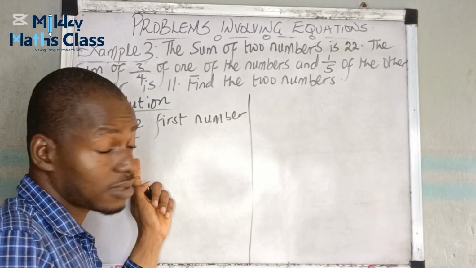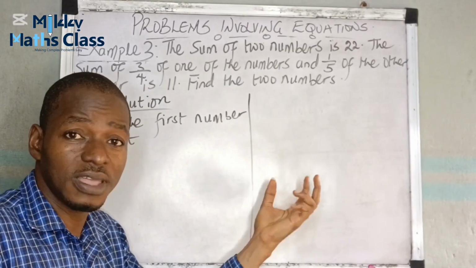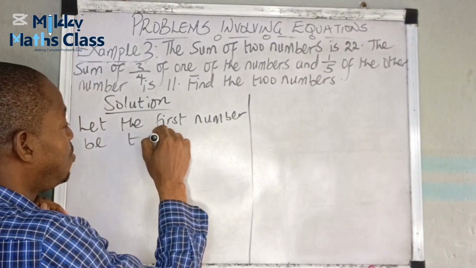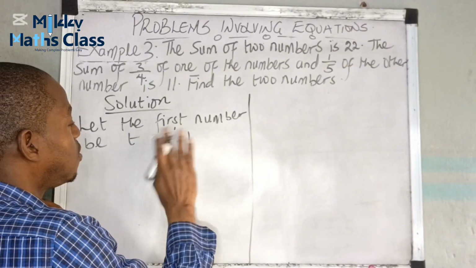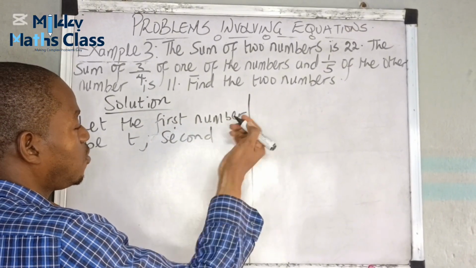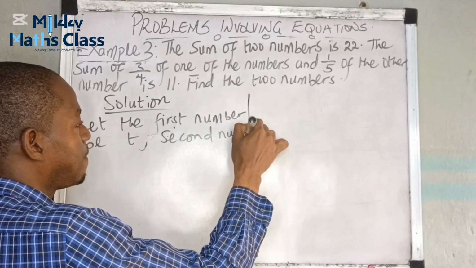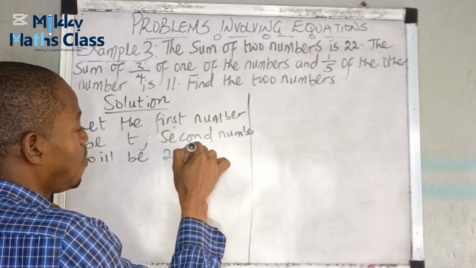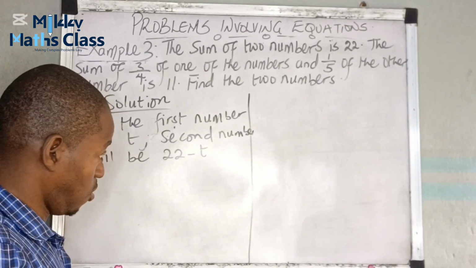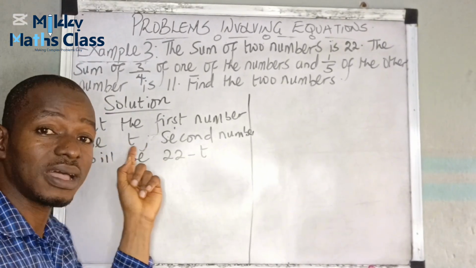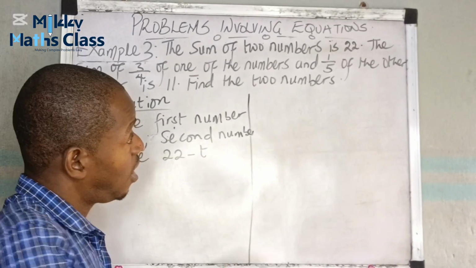That's the first number. The second number, because the two of them add to give you 22, it follows that the second number will be 22 minus t, because it is when I subtract the first number from 22 that I will get the second number.